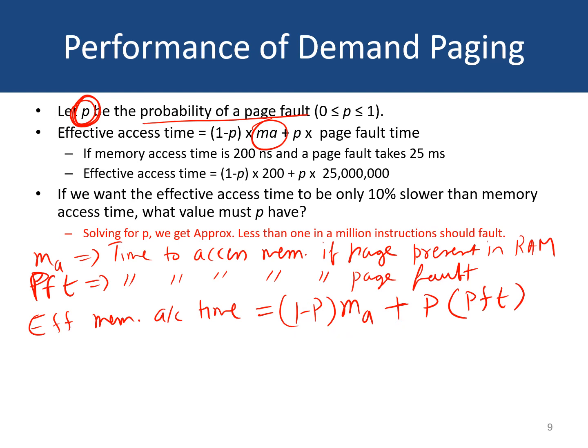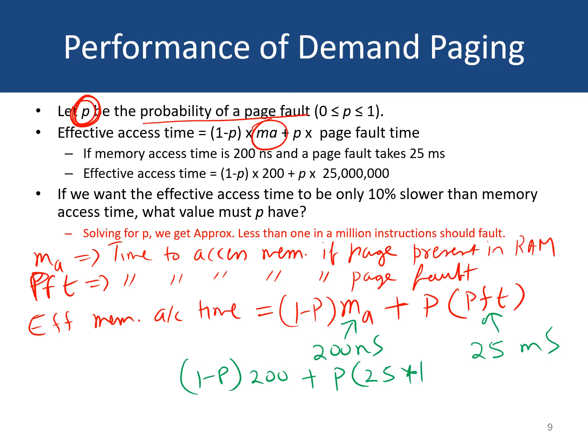Now to get some perspective, let's assume that on average the memory access time in a system is 200 nanoseconds. So if the page is present in the main memory, we don't have to go to the hard disk, and it takes 200 nanoseconds to perform the memory access. However, if there is a page fault, then to access the hard disk, load the page and do everything, let's say it takes 25 milliseconds. So let's plug in these numbers in the expression. The expression becomes (1 minus P) times 200 nanoseconds plus P times 25 milliseconds. So 25 milliseconds is 25 times 10 to the power 6 nanoseconds.